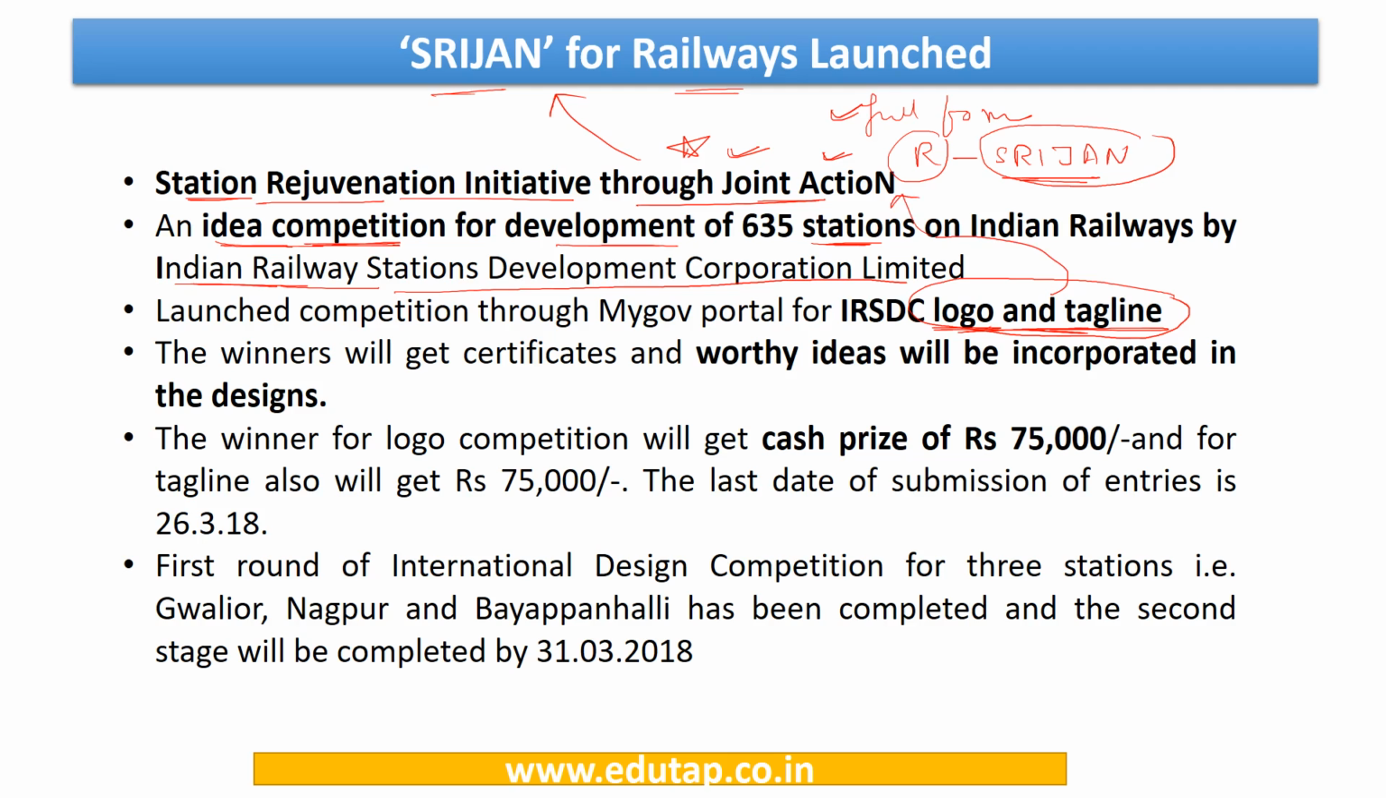The worthy ideas of the winners will be incorporated in the designs, and besides there is a cash prize of 75,000 rupees. For the first round of international design competition, 3 stations have been selected, that is Gwalior, Nagpur and Bayappanahalli. So the first round has been completed, and the second stage of this competition is to be completed by 31st March 2018.